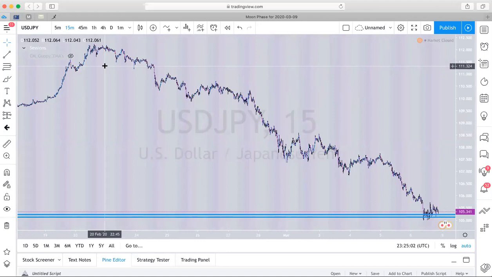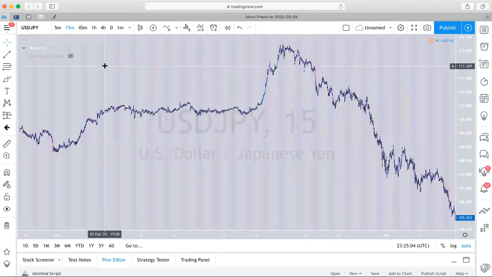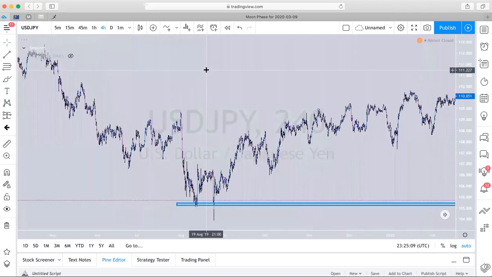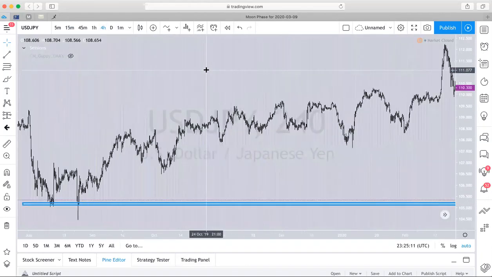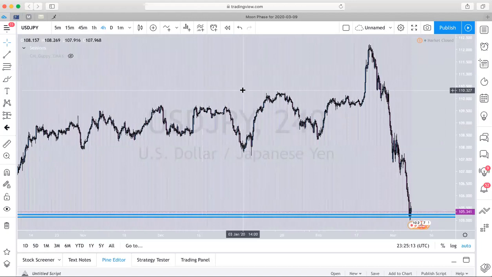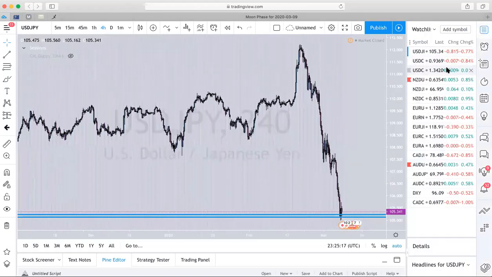It does, but usually the setup I'm taking is going for a nice move. Let me try to find a move that I take. The moves I try to take are swings, where the zones I target them to go should be like 100 pips or more. So let me try to find an example.